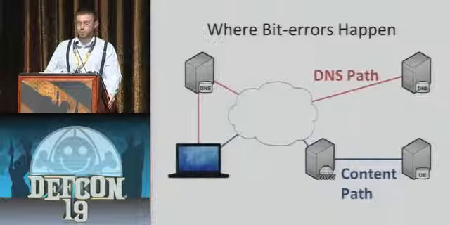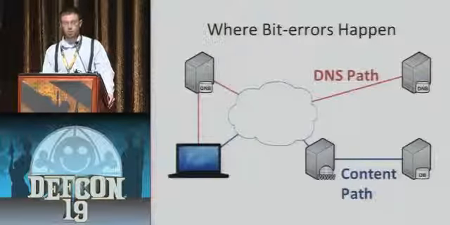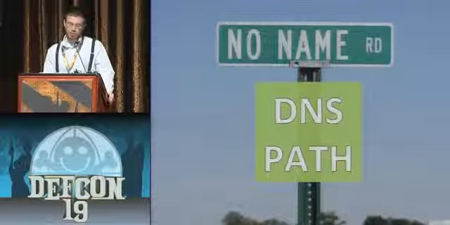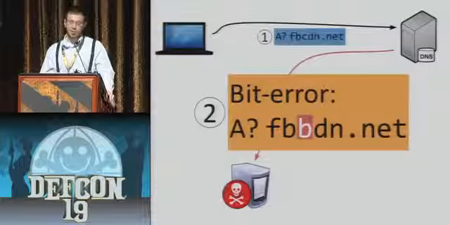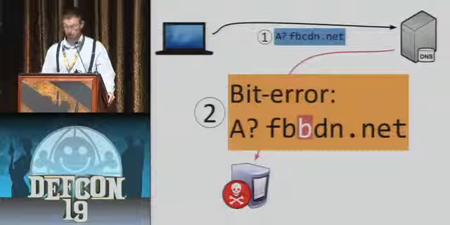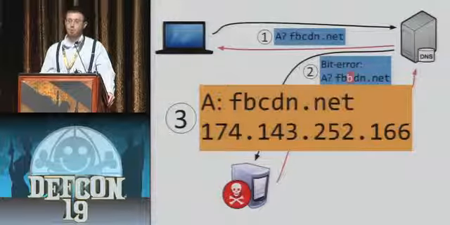There's two different places. One of these is the DNS path, and this happens during name resolution, and one of these is the content path, which occurs before DNS ever has a chance to work. We'll start off with the DNS path, and this is best illustrated by example. So, you request fbcdn.net from your ISP. A bit error occurs in your ISP's DNS server, and instead it requests fbbdn.net. I own fbbdn.net. I send two DNS replies. One of these is for the original domain, and this domain reply gets propagated back to the original requester.